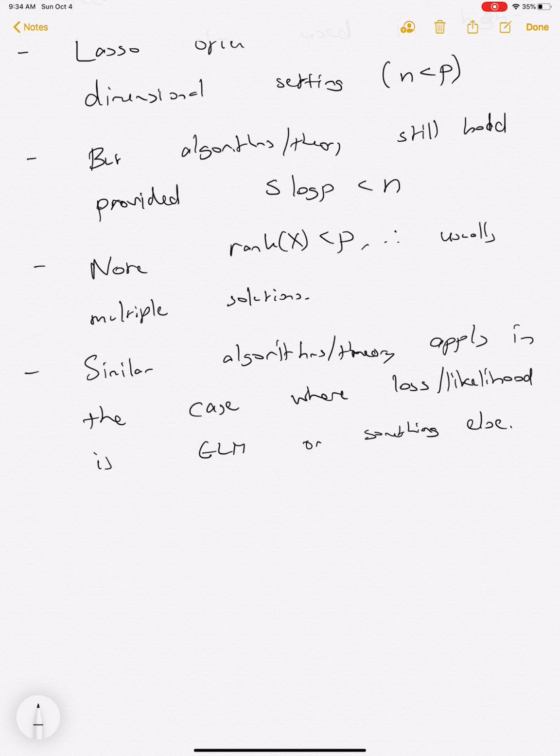It's just that there are a lot more technical challenges there, and I'm not going to delve into that here. So, you can certainly use, and you potentially will use, the lasso for logistic regression or for Poisson regression. All of the ideas that I mentioned still apply, but the theory is a lot more challenging.